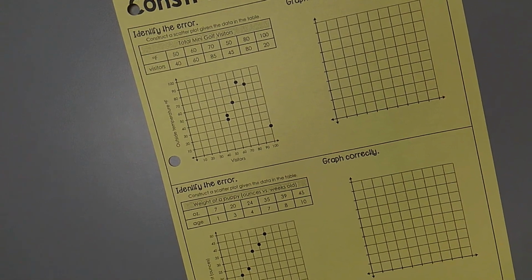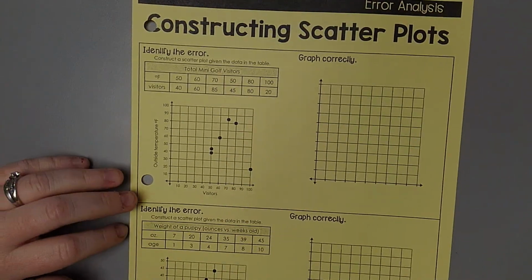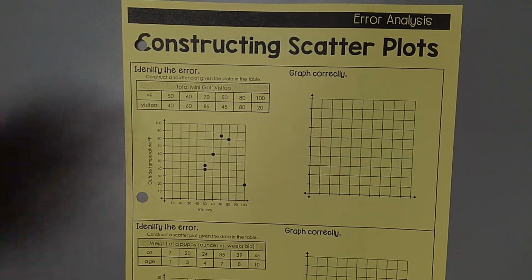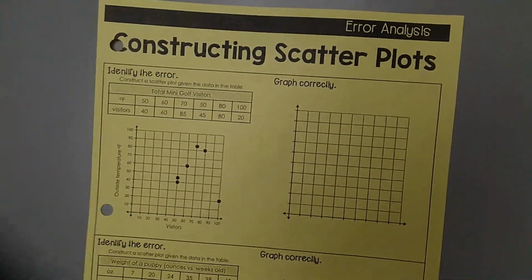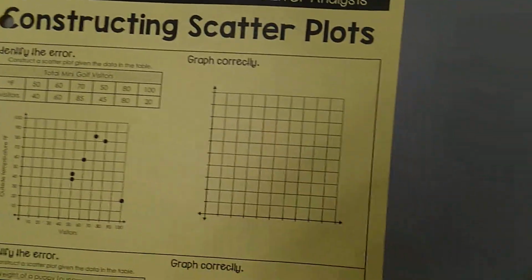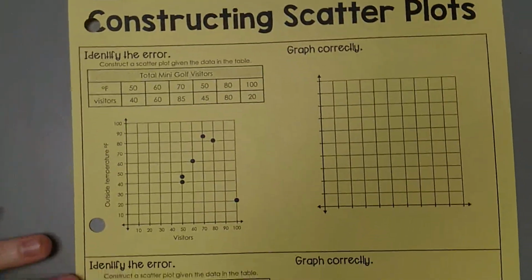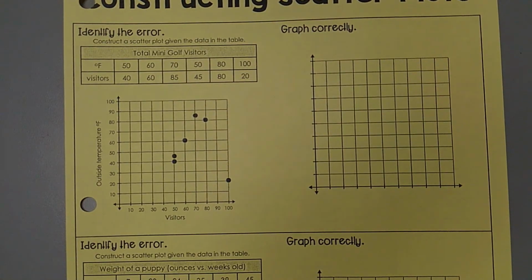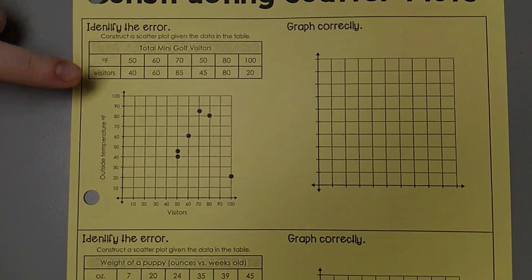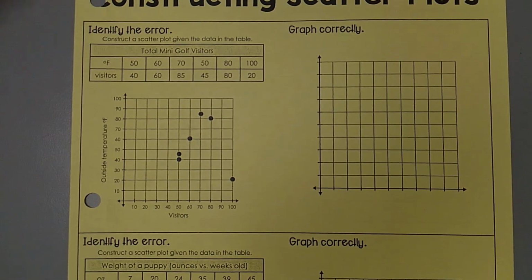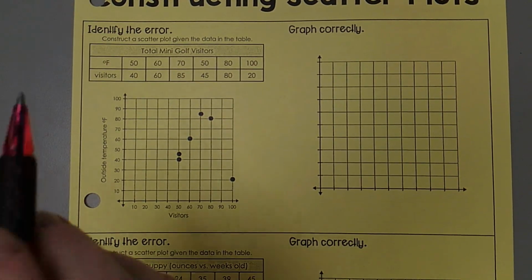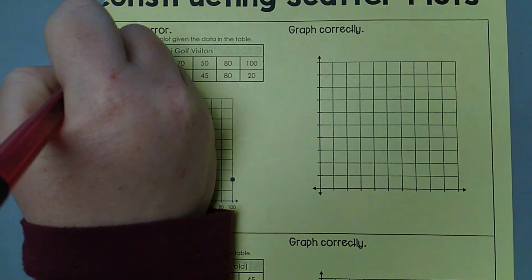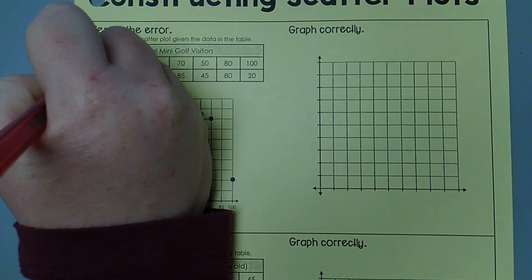Right, constructing scatterplots. First, we're going to identify the error and then graph it correctly. And then on the back, I forget what we're doing, but something with scatterplots. All right, so this first one. We have Fahrenheit, we have visitors. It's at a mini golf course. So right now we have X's, we have Y's.